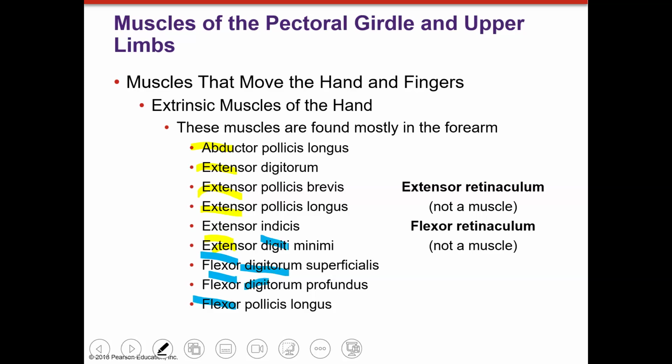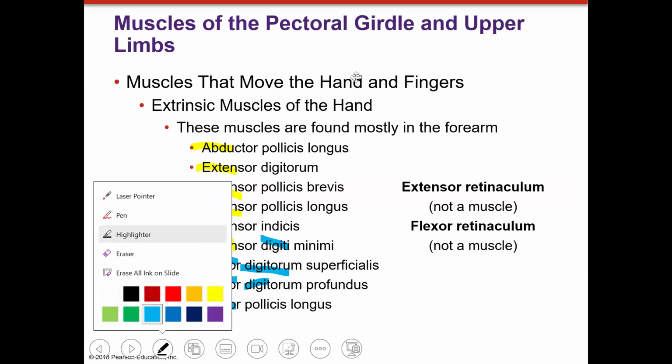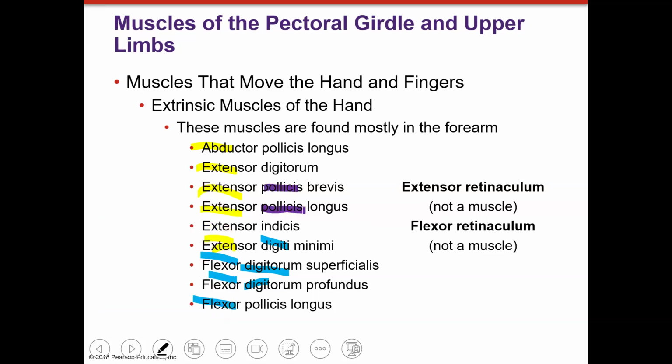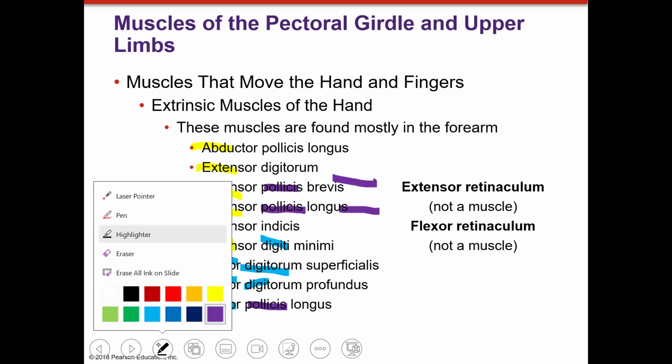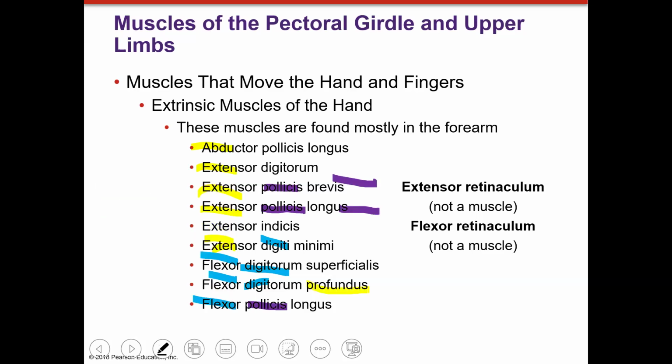Digits are your fingers. Okay? Digits are your fingers. Pollicis is going to be your thumb. Okay? We have short and we have long. Okay? Now, profundus means deep. Okay? And the one that goes along with that is superficialis, is more towards the surface. Okay? Extensor indicis, that's going to just be your index finger. Okay, good.